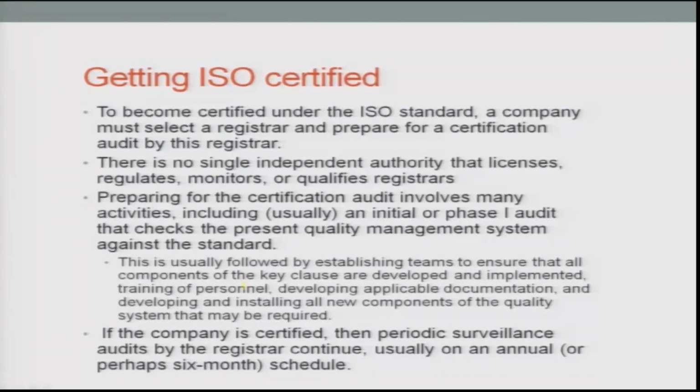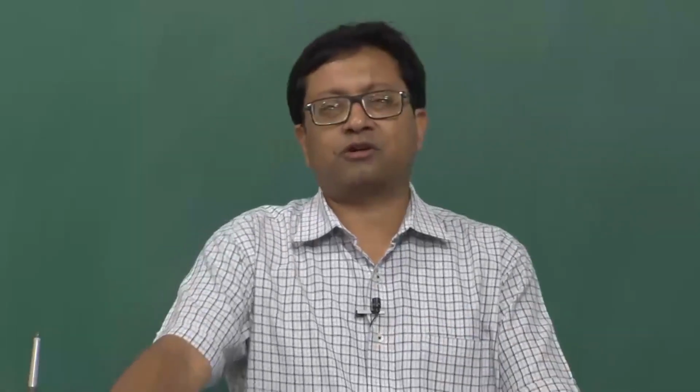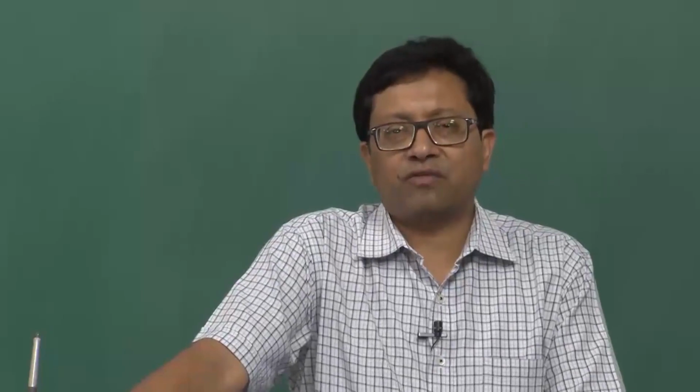Preparing for the certification audit involves many activities, which include an initial or phase 1 audit that checks the present quality management system and finds out where improvements need to be done and how things can be improved. This is usually followed by establishing teams to ensure that all components of the key clauses have been developed and implemented, training of the personnel has been done, and applicable documents are ready. If you have a set of documents which is theoretically right, and you are trying to solve the problem practically, and there is a huge difference in trying to do that work, then obviously it becomes a problem.